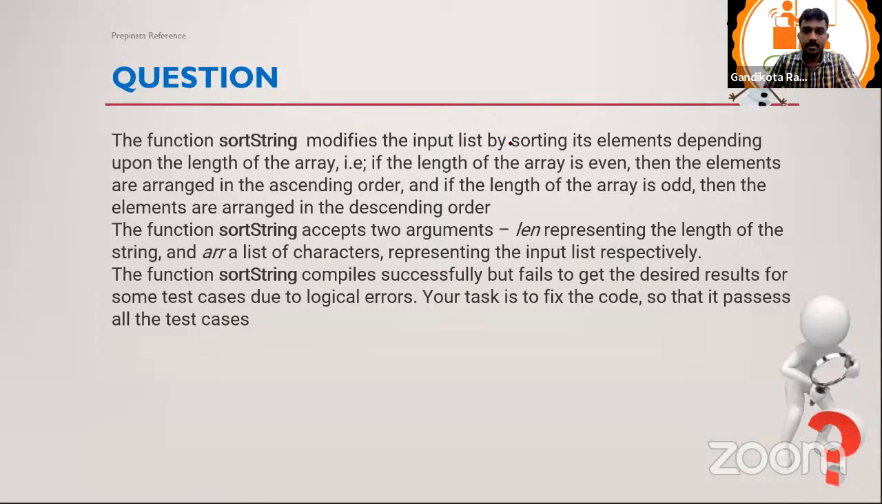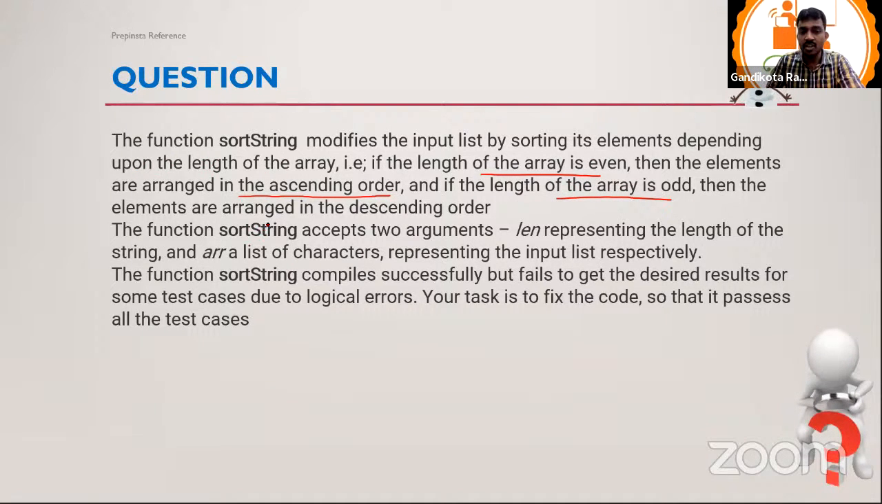So what is it saying in the question? See, the function sort string modifies the input list by sorting its elements depending upon the length of the array. If the length of the array is even, please note this, then the elements are arranged in the ascending order. If the length of the array is odd, then the elements are arranged in the descending order, right?